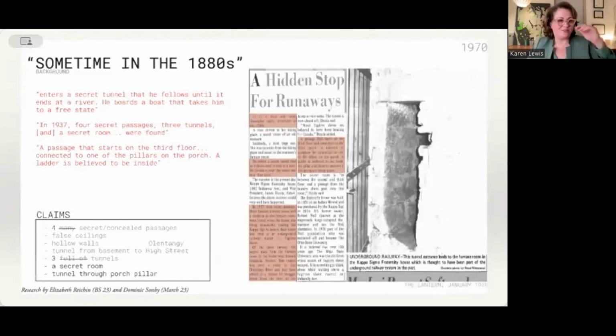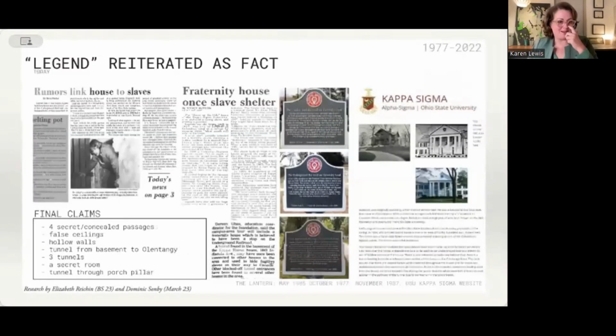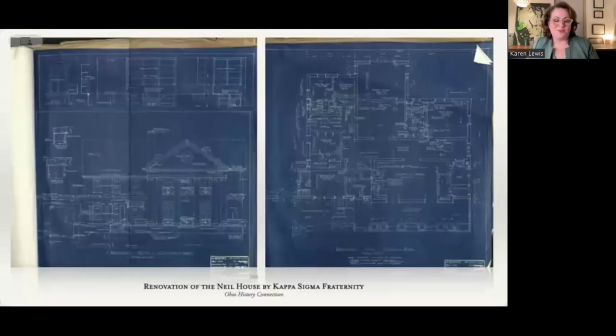Then it goes even further, and we now know sometime in the 1970s, there's an article where they identify now there are 4 secret concealed passages. There's a secret room, there's a tunnel through a porch pillar. So you can see how the narrative just keeps expanding and going until the final versions of it, which are still evolving as we speak. But what we started to do was, well, let's get to the bottom of this architectural mystery.